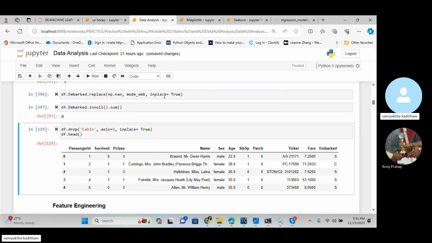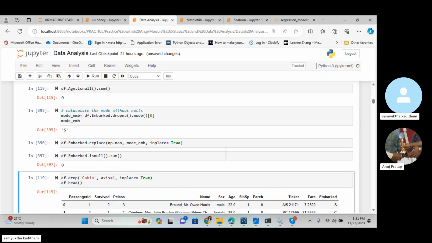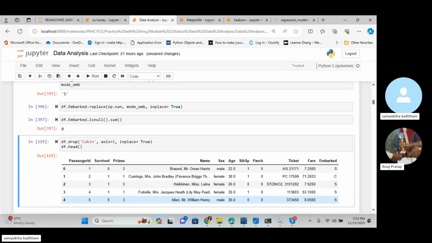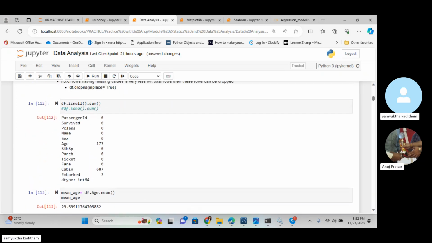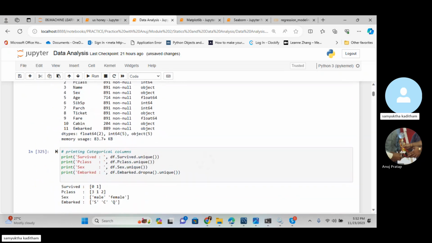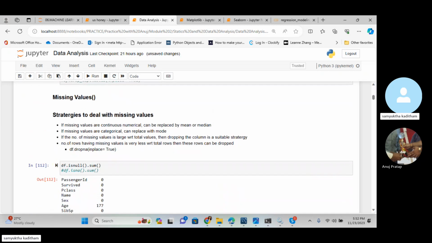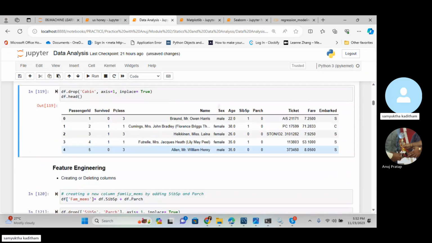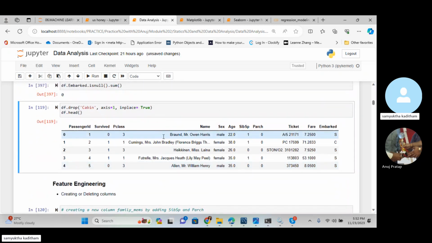So then cabin. Where is the cabin? Cabin you have dropped, because there are so many missing values, data missing. So there is no point to keep that. No need to keep that. And cabin is an object. There is not a lot of information in that column, so we can simply drop that.